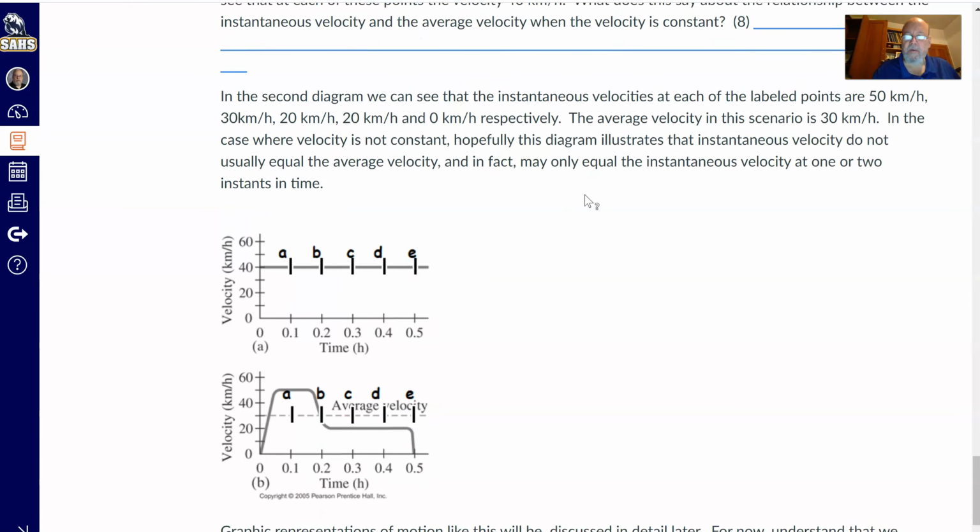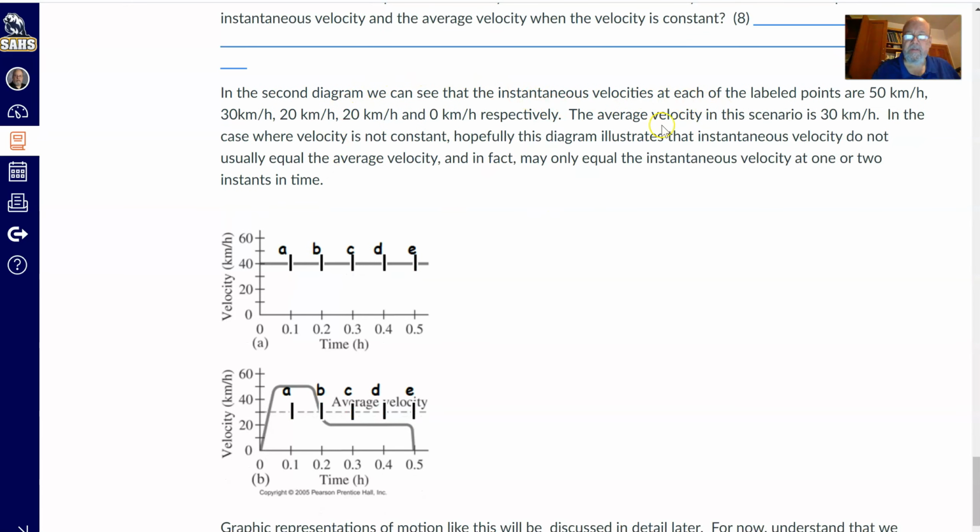So now if we look at the second diagram, we can see that the instantaneous velocities at each of the labeled points are 50 kilometers per hour right here, 30 kilometers per hour here, 20 kilometers per hour here, 20 kilometers per hour here, and then 0 kilometers per hour at the last spot. So we're told after we measure all of this and then average it out that the average velocity in this scenario is 30 kilometers per hour. So in the case where velocity is not constant, hopefully this diagram illustrates that instantaneous velocity does not usually equal the average velocity. The average velocity is 30, and there's only 2 points on this entire graph where the average and the instantaneous velocity are equal to each other.